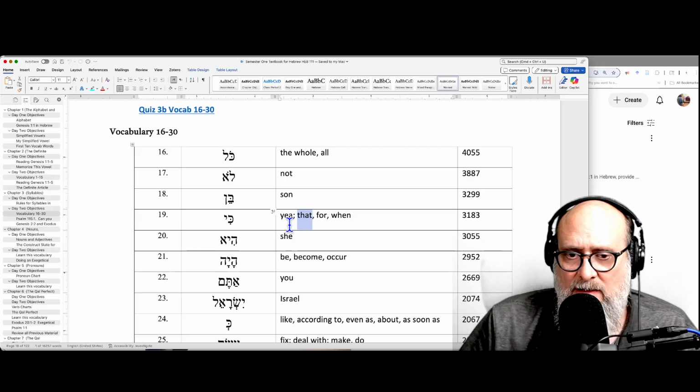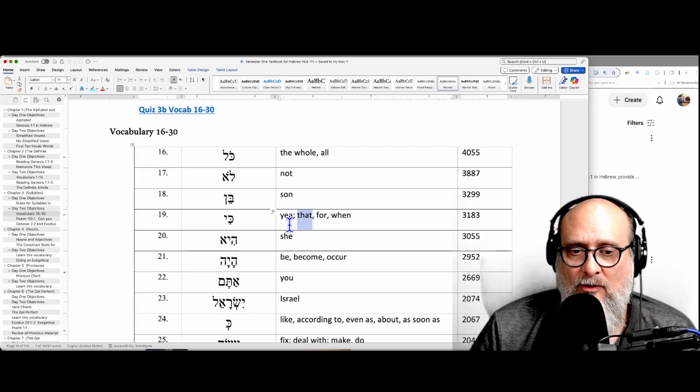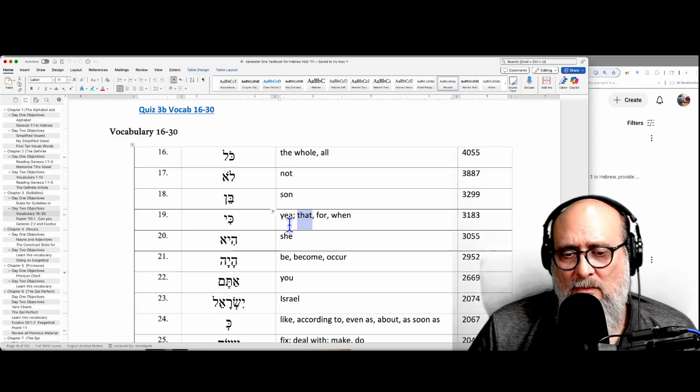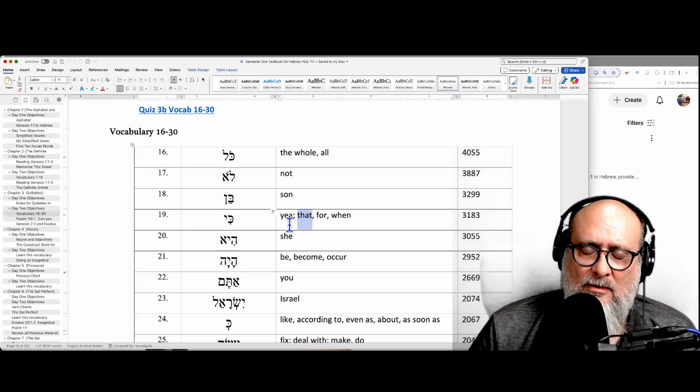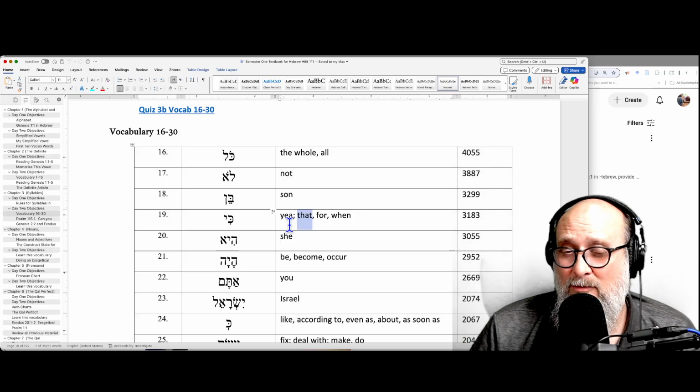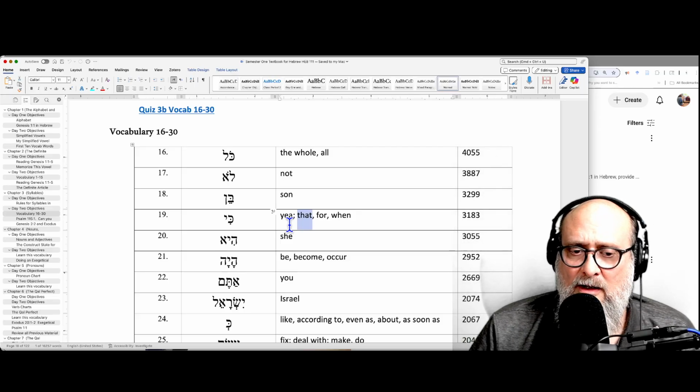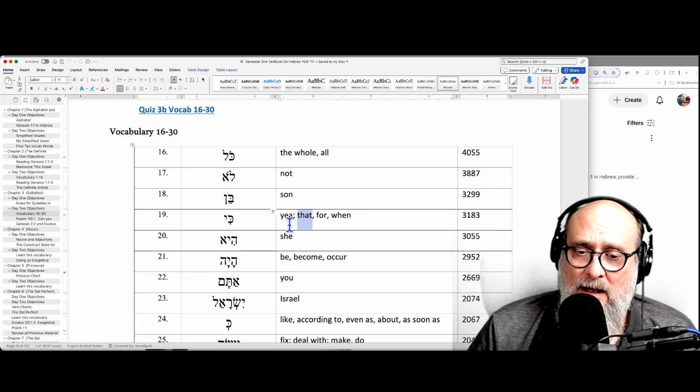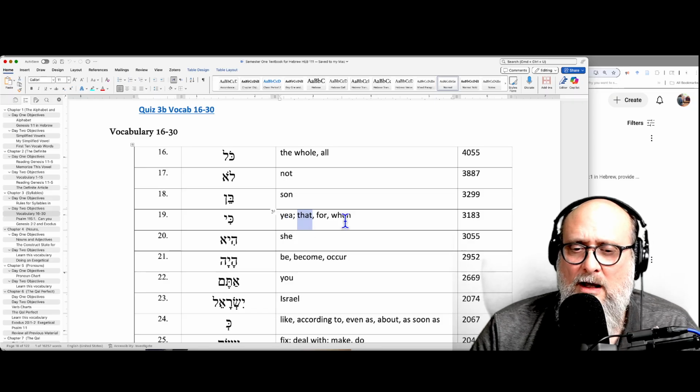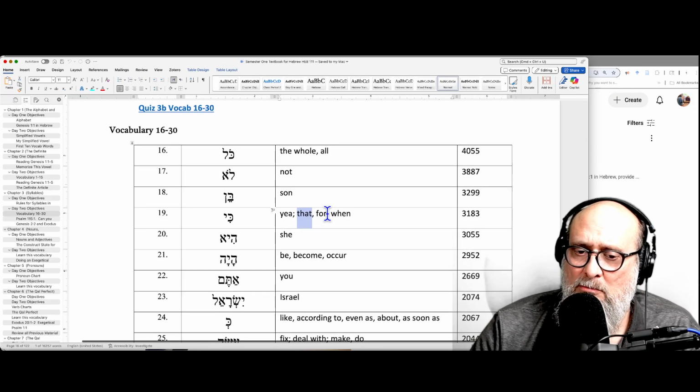When I did these vocabulary words, I exported them from Logos, so I just had Logos export the top 500 words with the dictionary definitions that they have. So this may not reflect what I would put first. When I learned ki, I learned it as that. That's where I start. If that doesn't work, I'll try when or because.